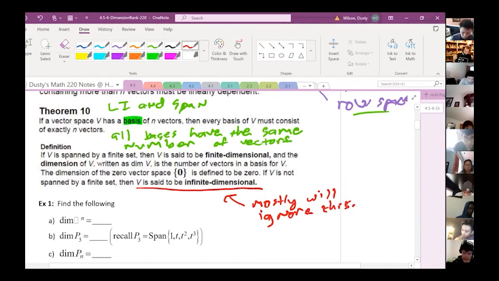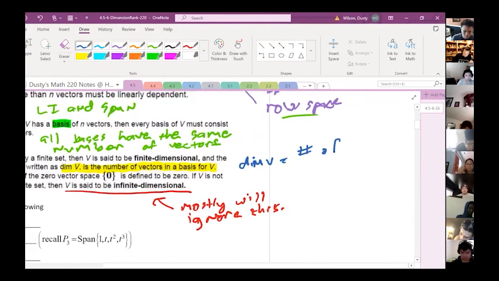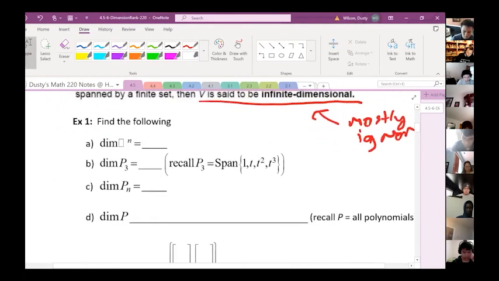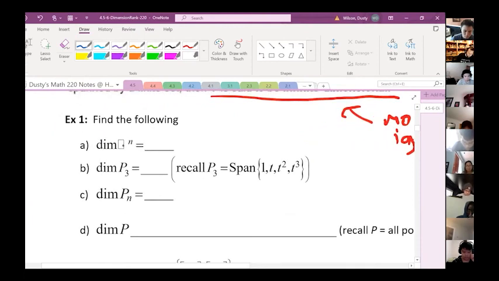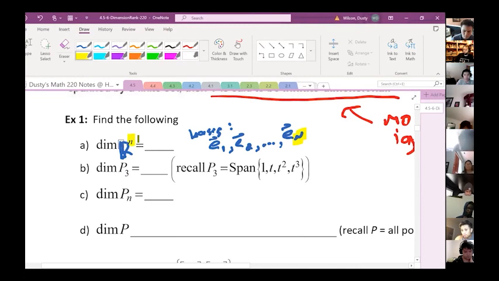All right, so basically the dimension of V, or dim V, is the number of vectors in a basis of V. So let's look at example one. If we want to find the dimension of Rn, you could say that a basis for Rn would be like E1, E2, all the way to En. And so there's n vectors in one basis, which means there's n vectors in all bases, which tells you the dimension of Rn is just n.